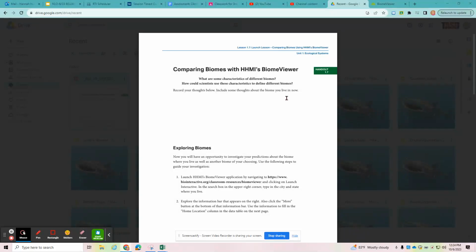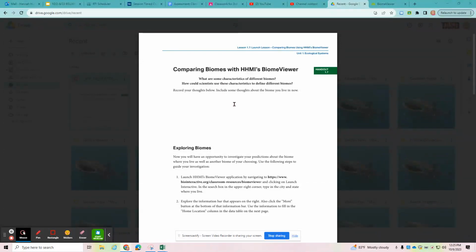Hi guys, so today's activity is going to be comparing biomes with HHMI's Biomeviewer. What we're trying to help you understand through this activity is both the characteristics of different biomes, but more specifically how the climate trends in those biomes allow for different levels of biodiversity within them. So, the first thing you're going to do is record your thoughts about these two leading questions.